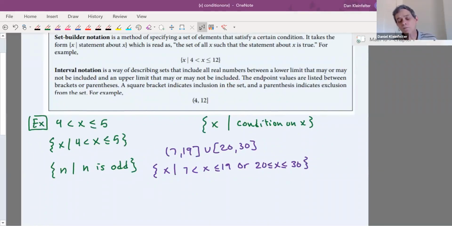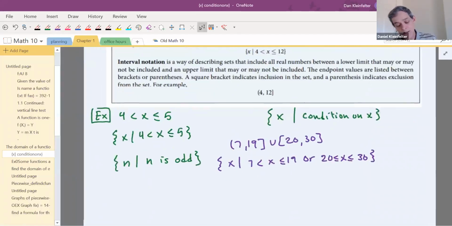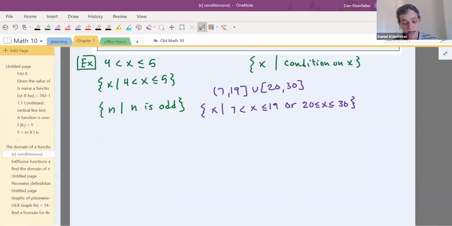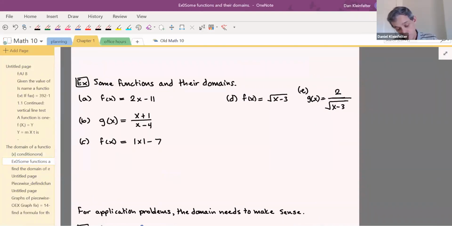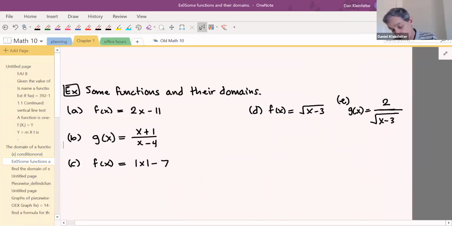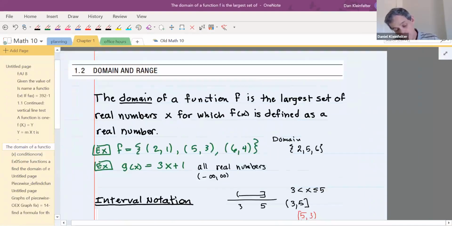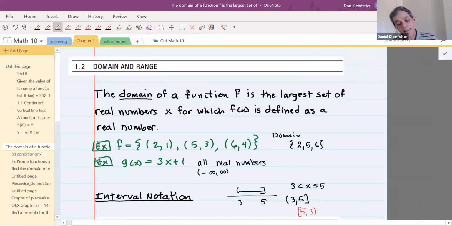Our purpose for now of looking at set builder notation and especially interval notation is to help us express the domains of functions, which, as you remember, are the inputs to a function. Okay. So we saw in our first example that we were able to just list out the numbers in the domain: 2, 5, and 6.